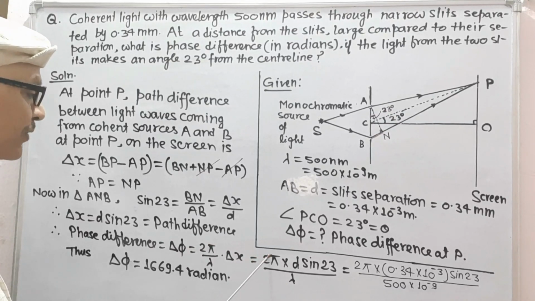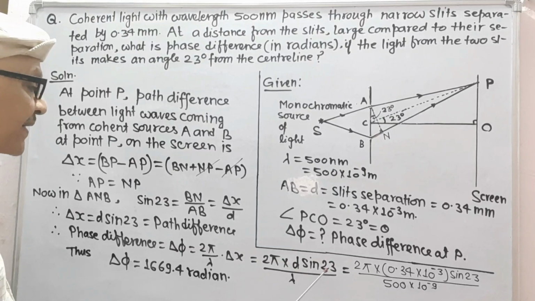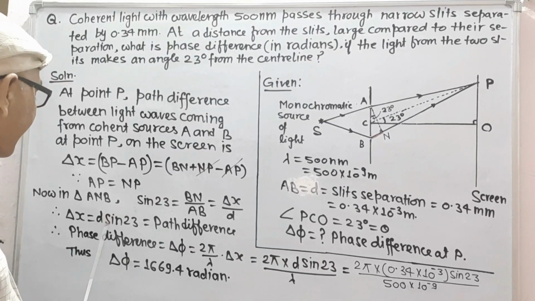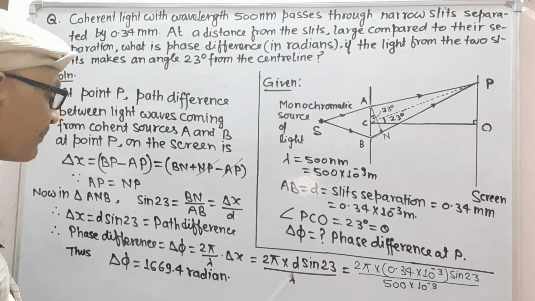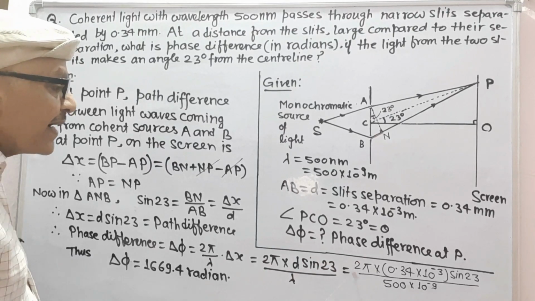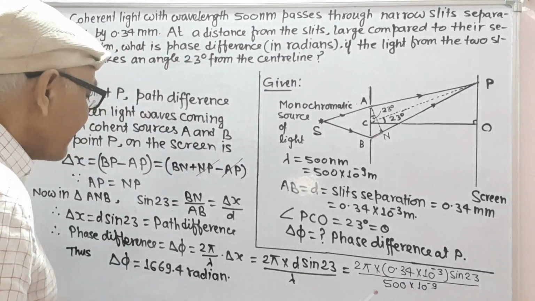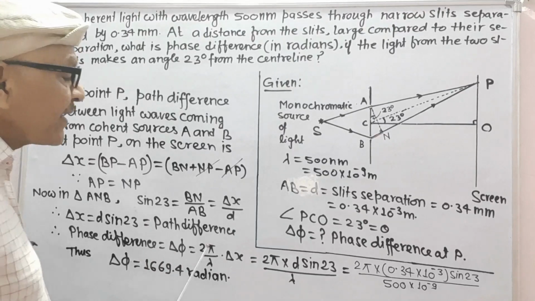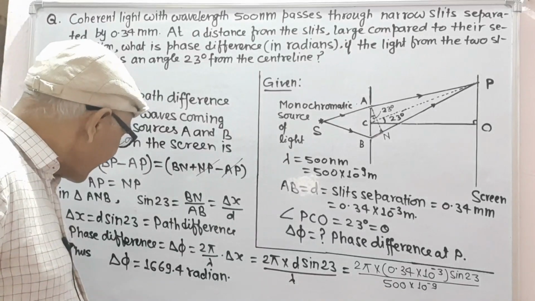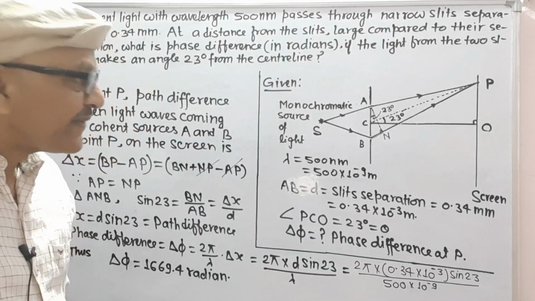So it will be 2 pi into delta x, which is d sin 23, upon this lambda, and on putting the corresponding values, we get delta phi as 1669.4 radians after calculation, which is the required phase difference in radians.